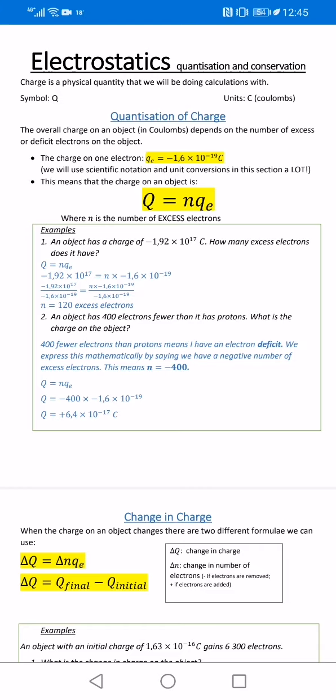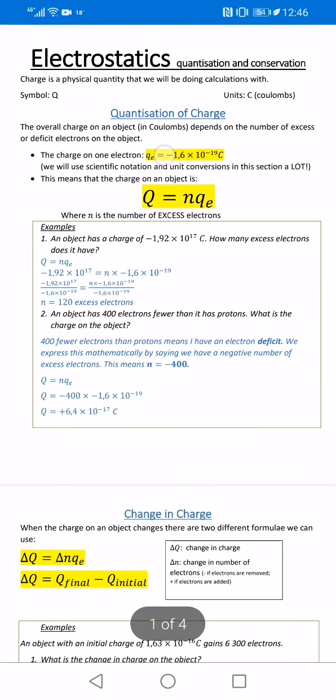Okay. Now, the overall charge on an object in coulombs, obviously we've seen this before, that depends on the number of excess or deficit electrons on the object. So if you have more electrons than you have protons, it means you've got excess electrons, and if you have excess electrons, it means your object will be negatively charged. And if you have a deficit of electrons, it means you don't have enough electrons, you've got fewer electrons than you have protons, and that will result in a positive object.